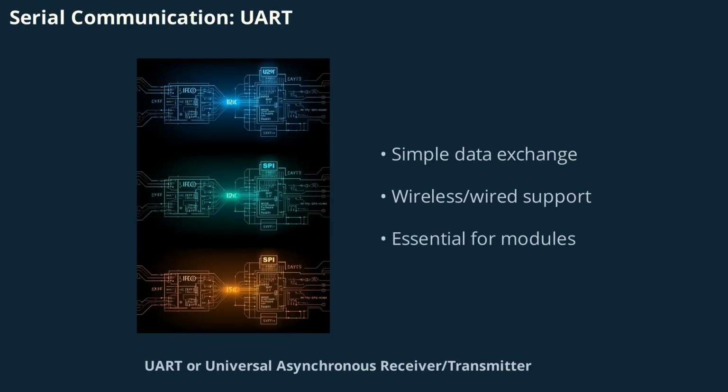UART, or Universal Asynchronous Receiver Transmitter, is a widely used serial communication standard in embedded systems. It enables devices to exchange data over RX and TX lines, supporting wireless and wired communication. UART is simple to implement and ideal for connecting microcontrollers to modules like Bluetooth or GPS. Understanding UART is essential for building systems that require reliable data transfer between components.